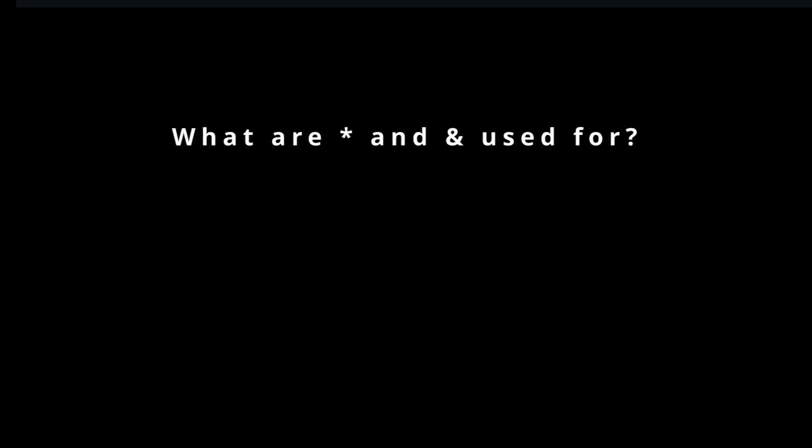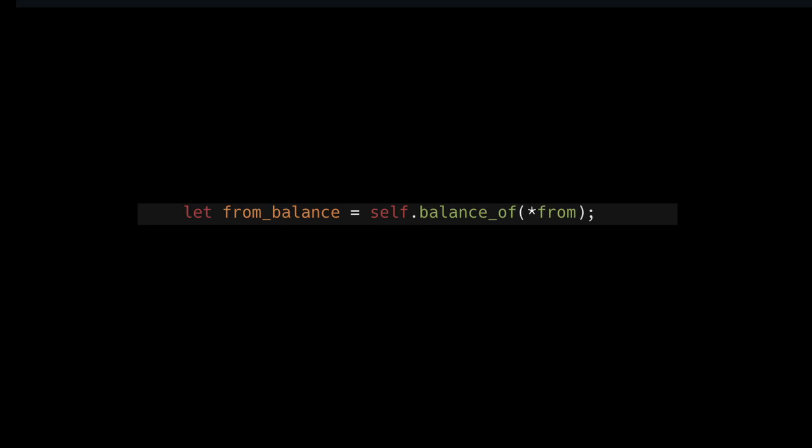Now, you might have noticed there are some stars there and ampersand. What are they used for? The star operator in Rust is used for dereferencing pointers. In this case, it's dereferencing a reference. In the line let from balance, where it's updating the balance of from address, the star from is dereferencing the from reference to get the actual value that from is pointing to. In Rust, when you have a reference to a value and you want to access the actual value, you need to dereference the reference using the star operator.